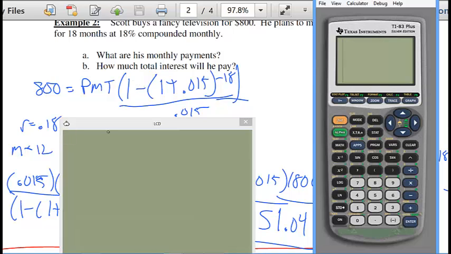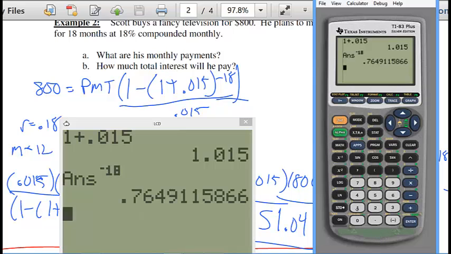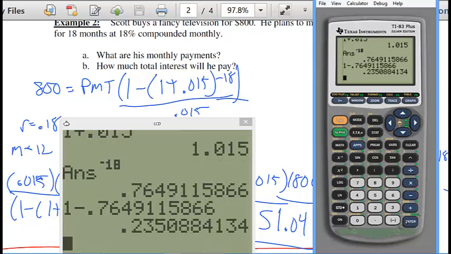So let me start with the 1 plus 0.015, the inner piece of the parentheses. Okay, and then I'm going to raise that to the negative 18 power. And then I want 1 minus that, so 1 minus, and I'm just going to arrow up to the number and hit enter. And then I'm going to divide by 0.015. Let me try that again, because my little pen here is a little obnoxious, but that's okay.